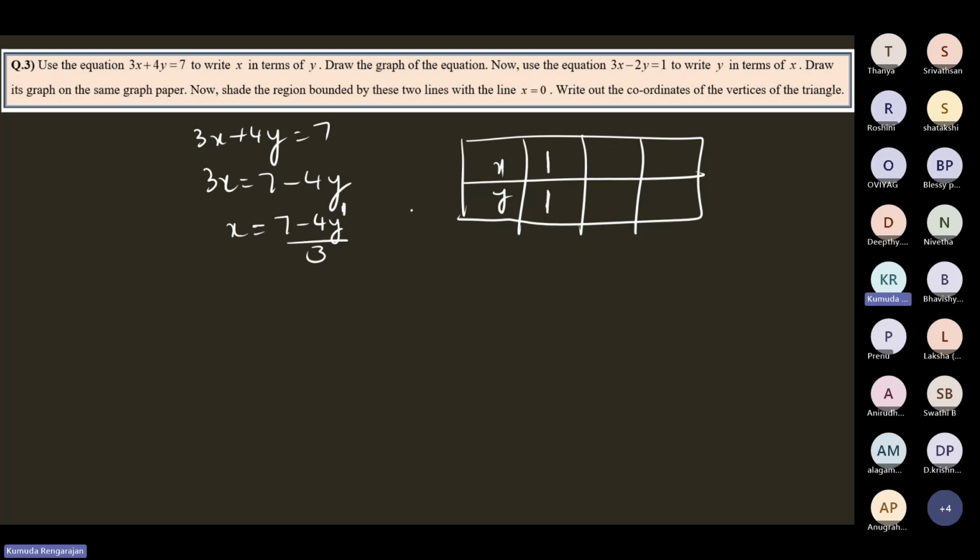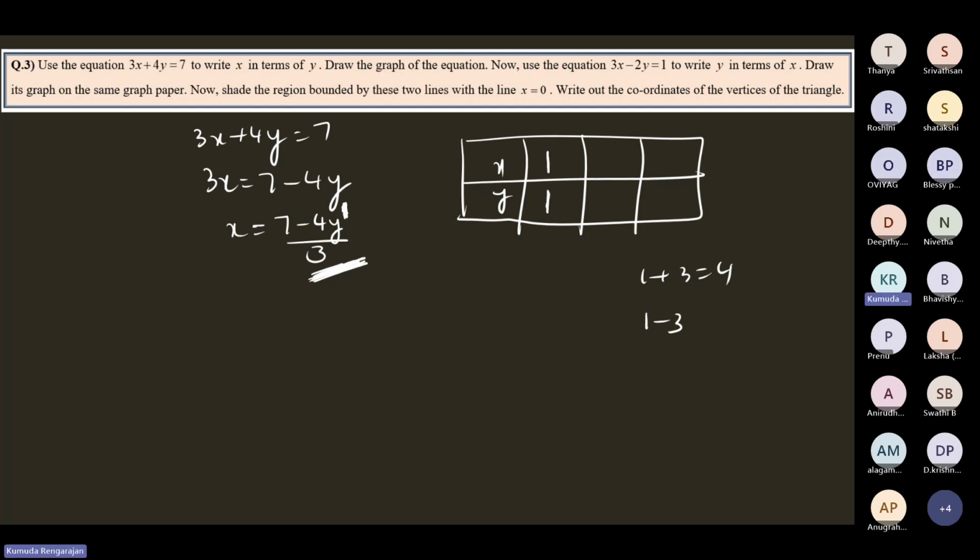Now, for the next point, jump in threes. Don't take 2, don't take 3. What is 1 plus 3? 4. Or you can also take 1 minus 3. The denominator is 3, right? Find one convenient point to plot; that we have found. When you take y as 1, x is 1, and it is convenient to plot 1, 1.